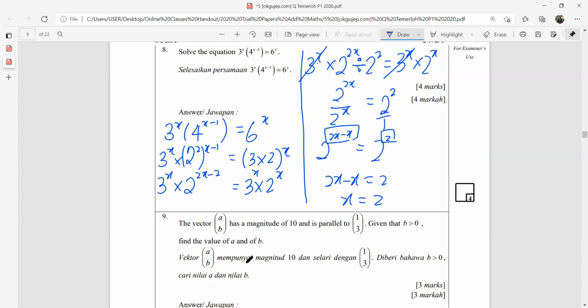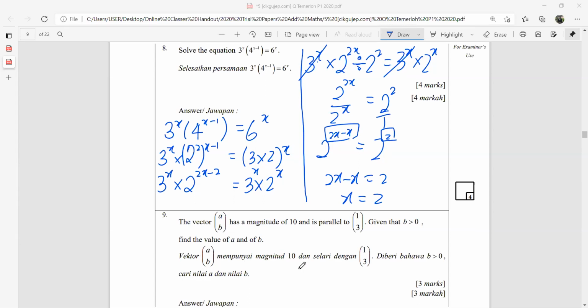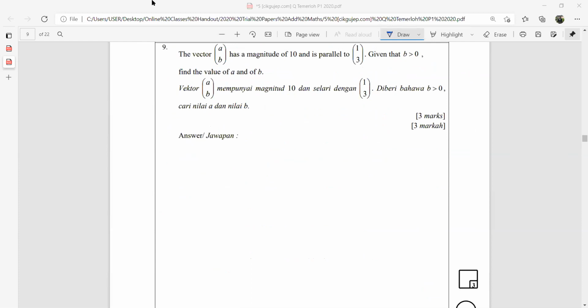Now question number 9. Vector AB has a magnitude of 10, parallel to (1, 3), given that B is more than 0, find the value of A and B. Only one friend gave an answer, and Jerry also gave an answer. Two friends have given the answer already. Is it square root of 10 and 3 square root of 10? Okay, so can I discuss this?